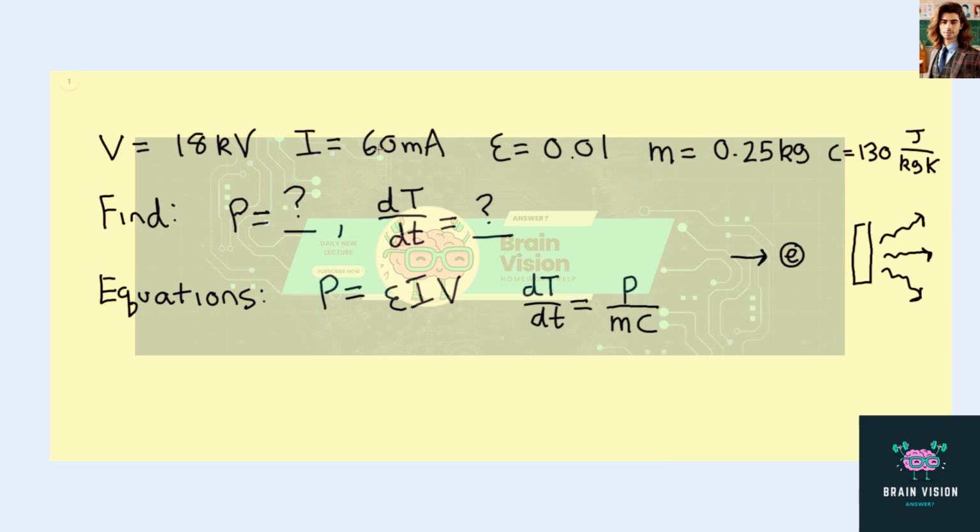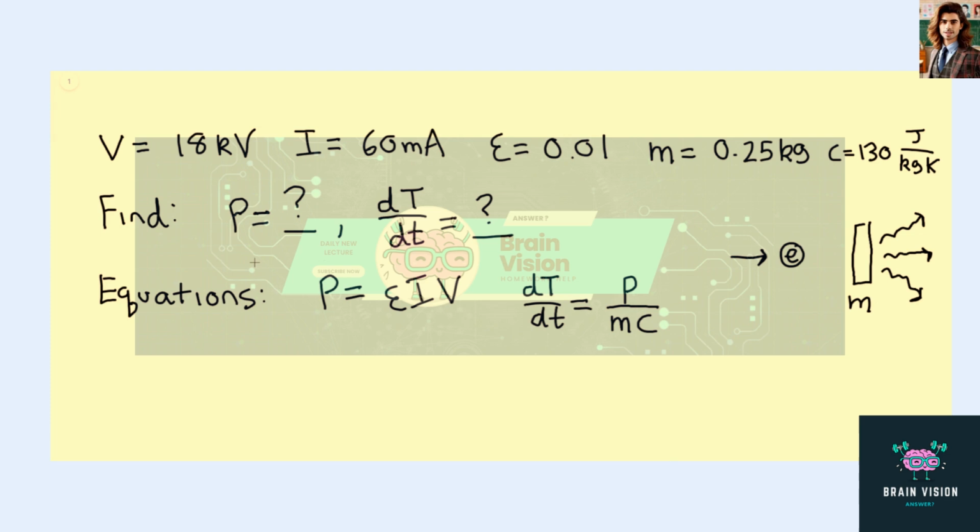Okay, in this problem we have a cathode ray tube being operated at 18 kilovolts and 60 milliamps, producing X-rays. We're given some additional information about this target. We're going to assume that it has a mass of 0.25 kilograms, and we know its specific heat is 130 joules per kilogram Kelvin. So we're first asked to find the power of this cathode ray tube, or how much energy per second is actually going into these X-rays.